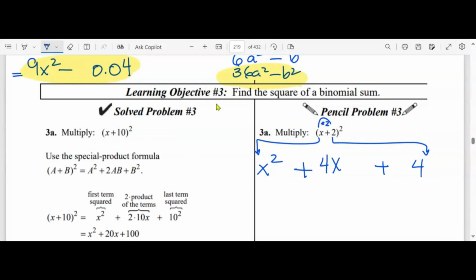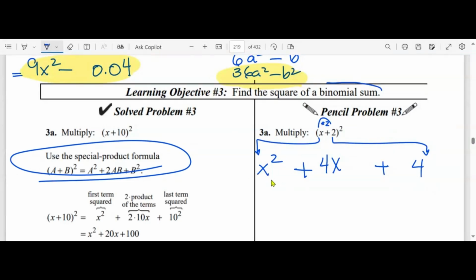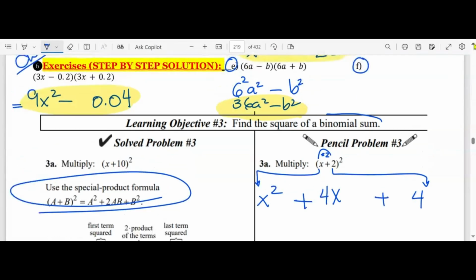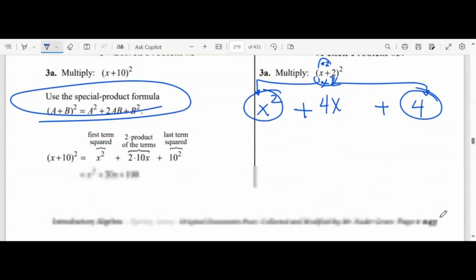The quadratic formula. A squared, B squared, plus AB. That's a special product form. Easy? Move on. One second, I didn't understand. Yes, sir. Square the first one. Square the last one. Multiply the first and the second times 2. Move on. Let's move on.